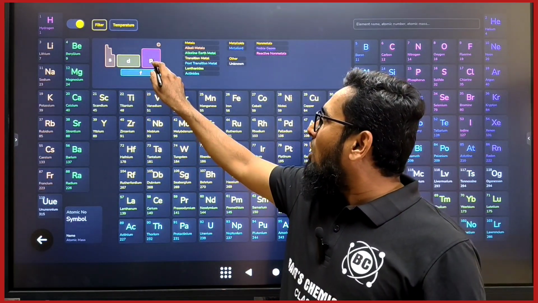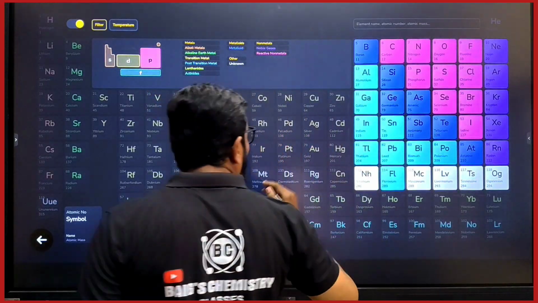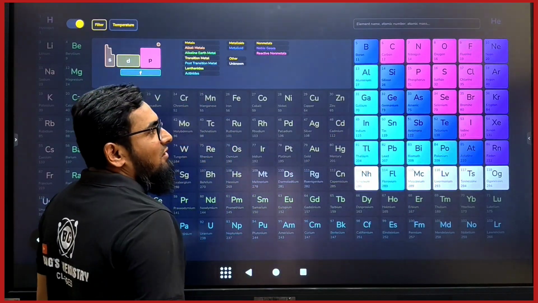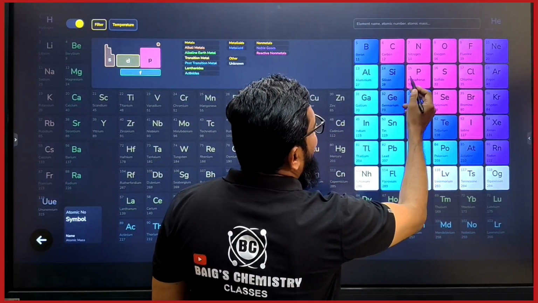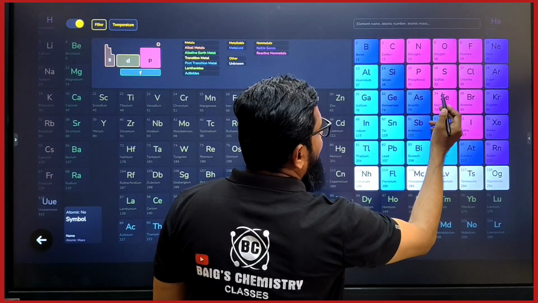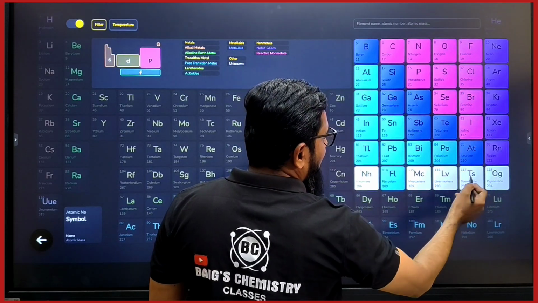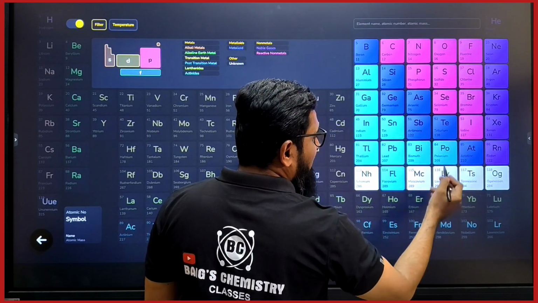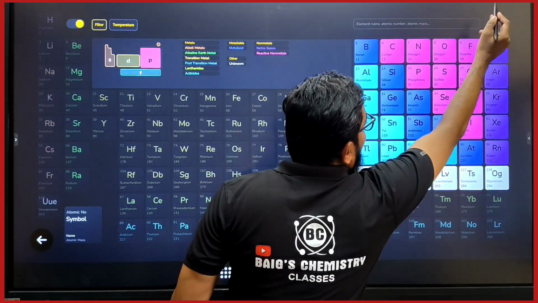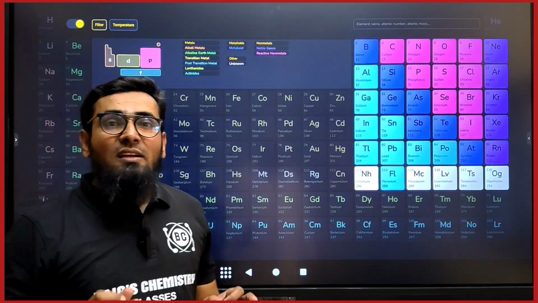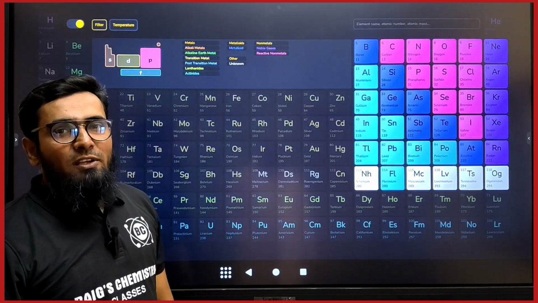Then you are having another block, that is P block. So P block elements here, they are highlighted, students. You can count how many they are in number: 1, 2, 3, up to 36, and here 37. Total 37 P block elements you are having.